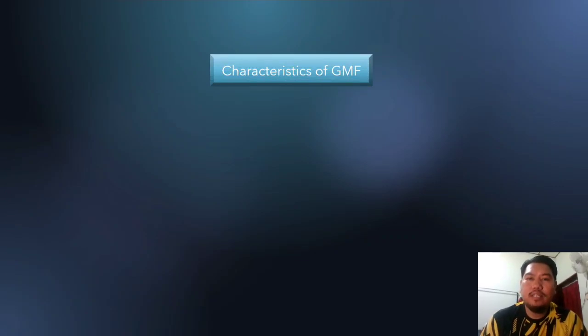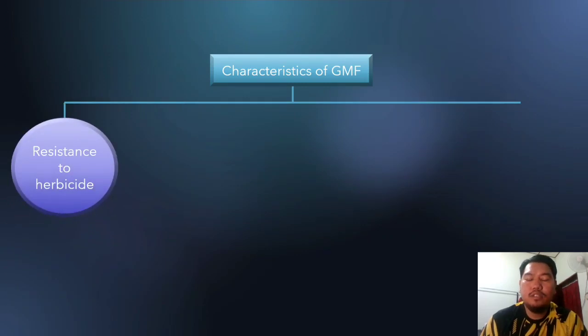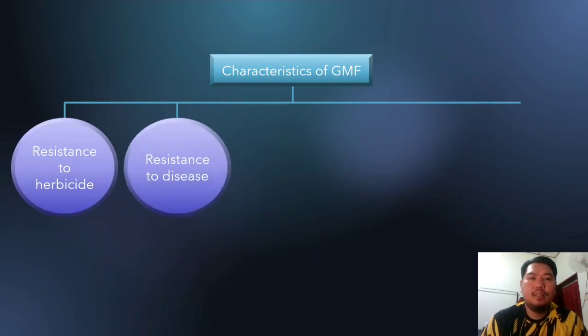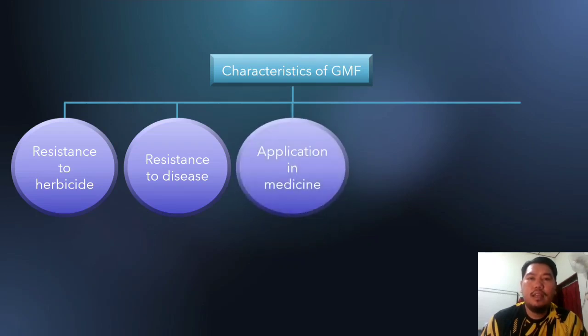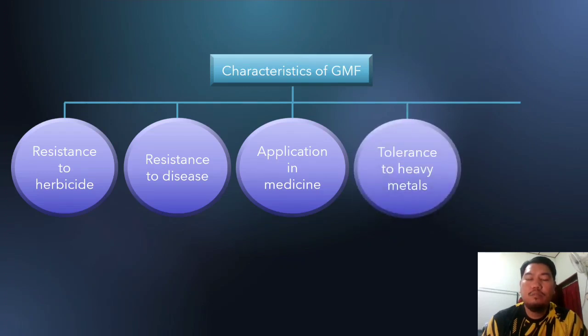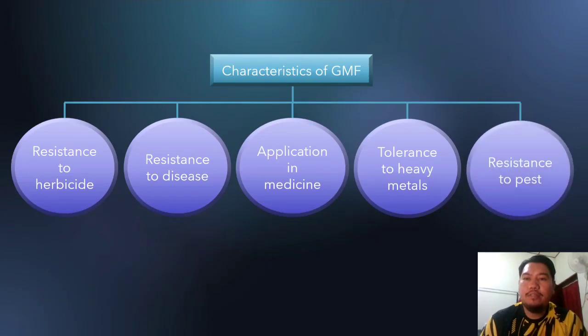Characteristics of GMF. First, resistant to herbicide. Second, resistant to disease. Third, application in medicine. Fourth, tolerance to heavy metals. And fifth, resistant to pests. Okay, so students, you should be able to list five characteristics of GMF.